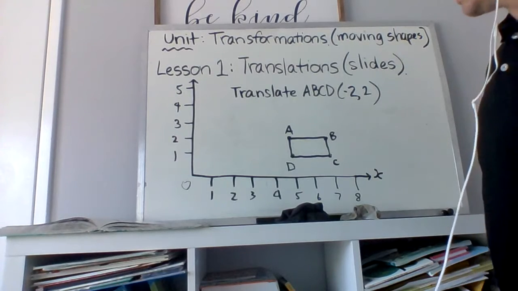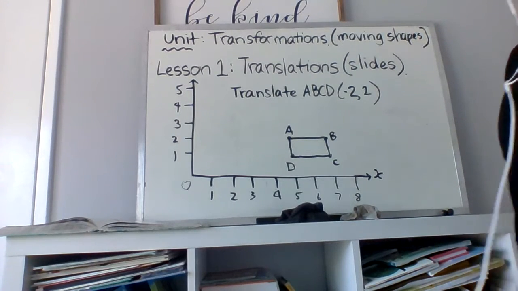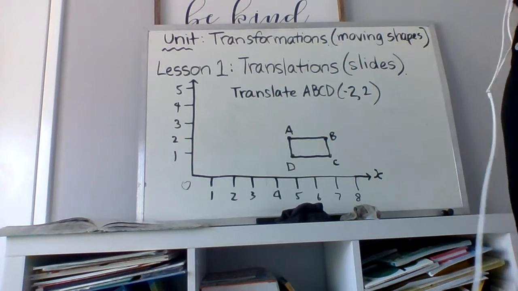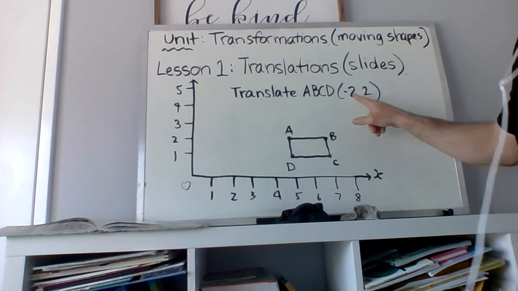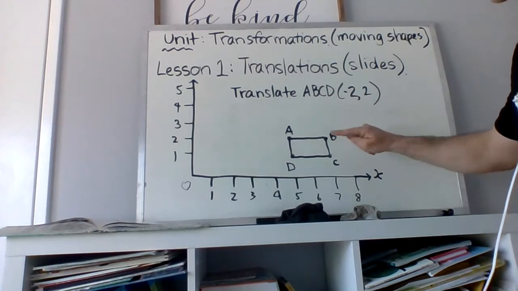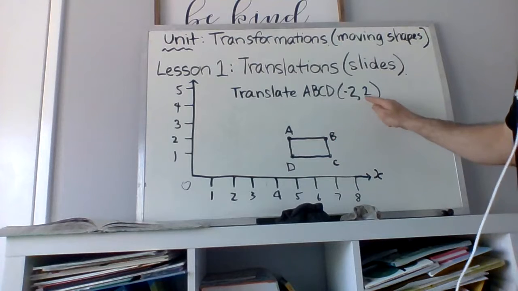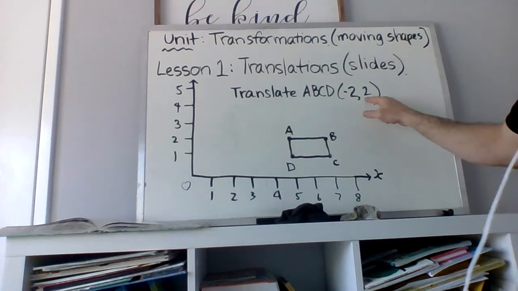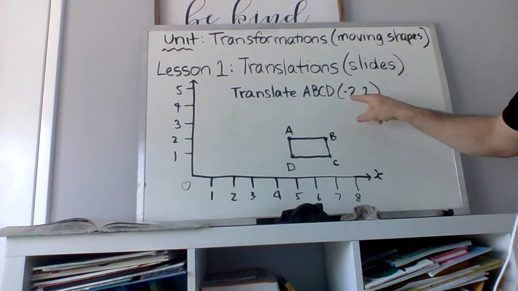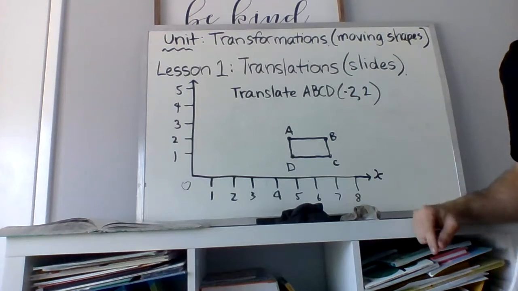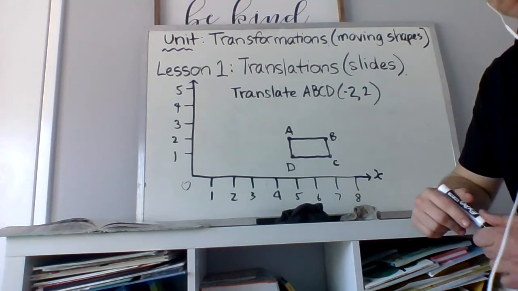Okay, so now we're going to translate another image. We have a rectangle ABCD, and we're going to translate it, or slide it, (-2, 2). Remember from last unit, -2 just means to the left, or towards 0, and 2 means up 2. If it was -2 here, that would mean down 2, but it's not. So we're going left 2, up 2. We're going to slide the original rectangle ABCD to the left 2 and up 2.